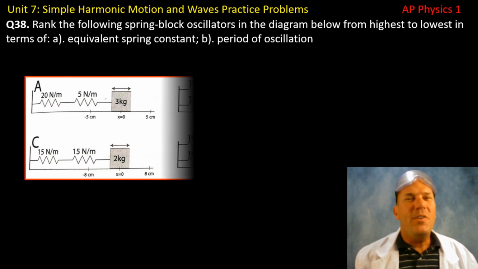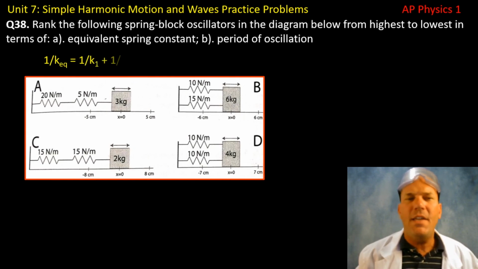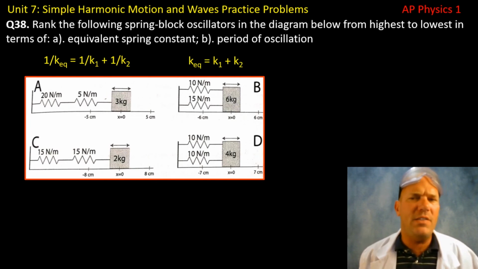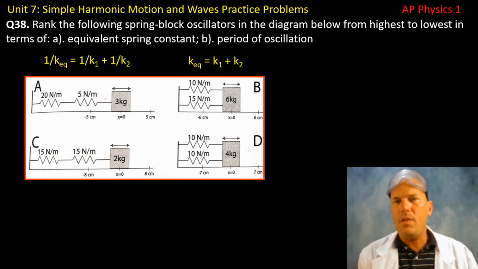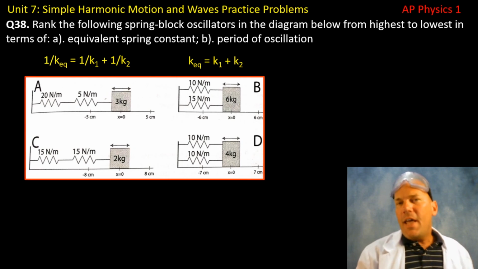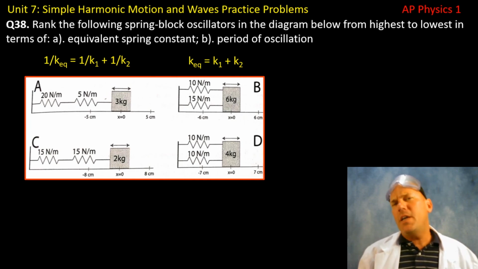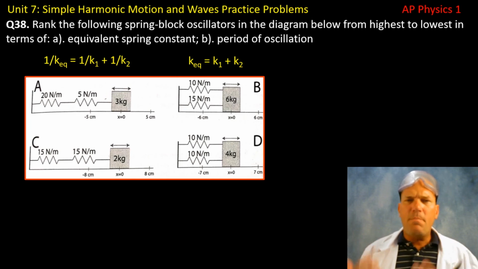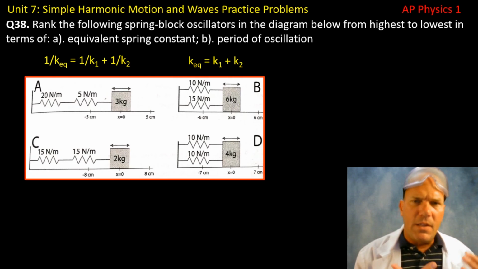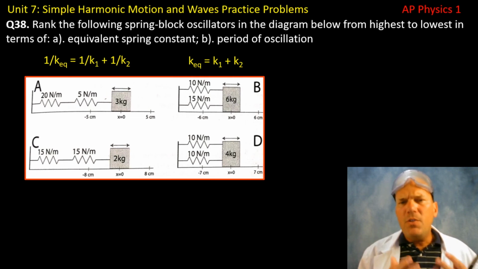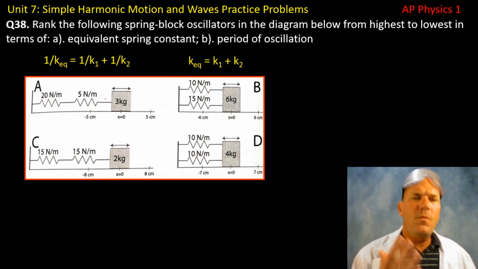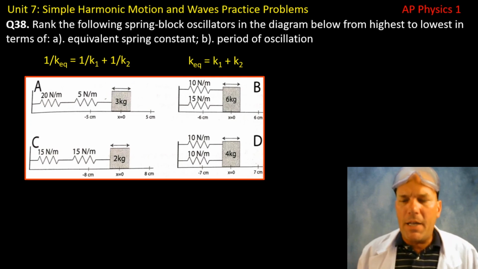Okay? All right, so in question 38, you're asked to rank the spring block oscillators in this diagram from highest to lowest in terms of their equivalent spring constant and their period of oscillation. Now, in lab, you were able to explore both a series and parallel combination. In fact, you've derived both of these equations. So let's go ahead and use these equations to calculate the equivalent spring constant for these 4 spring block oscillators.